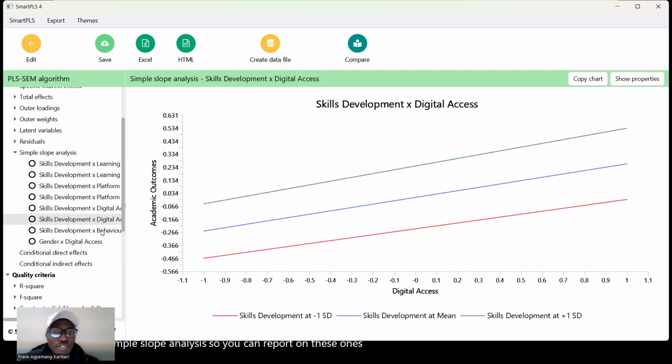So you can report on these ones. And this is what we use to determine moderation; sometimes it can interact. If it crosses, okay, if it crosses, you can report these in your analysis and explain as I have explained to you, the steeper and then the less steep. We mentioned it, right?